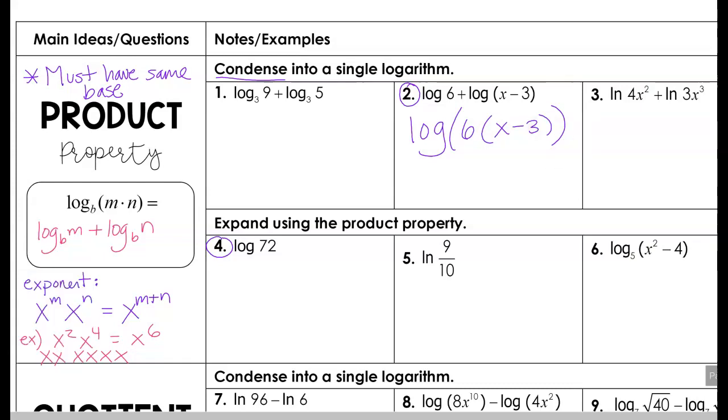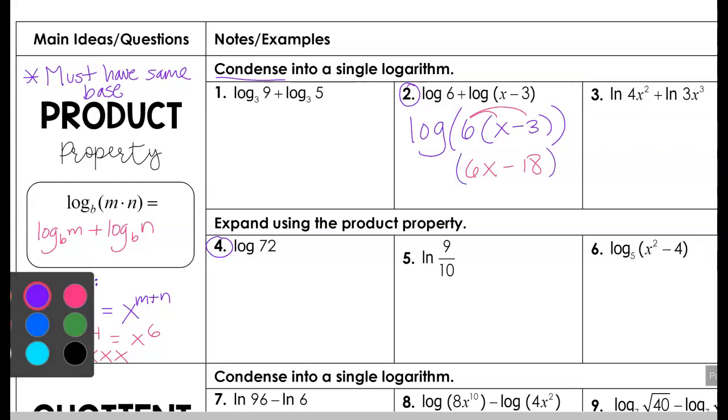But then we do have a little bit of simplifying here. What do you think I have to do inside of the log? You have to distribute that 6. So we have 6x minus 18. And that's my final answer. I have condensed into a single log and simplified.